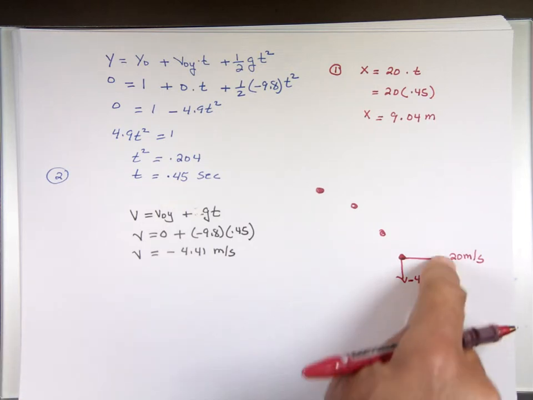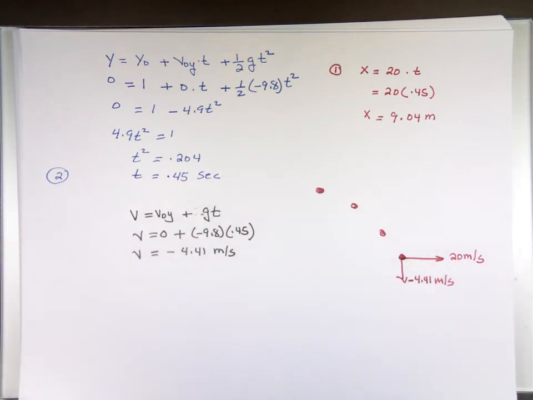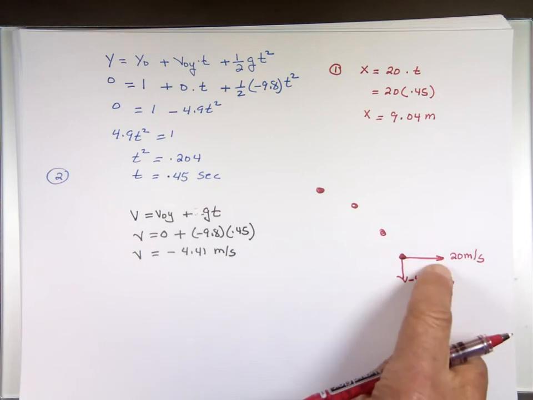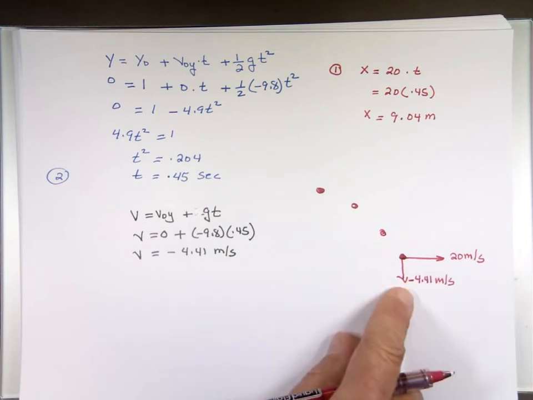Now you have x and y. Can you find r and theta? Yeah. So I know what the velocity now is. I've got to use vectors again. This is one vector, 20 angle 0. This is another vector, 4.4 angle negative 90 degrees. It's coming down. That means negative.